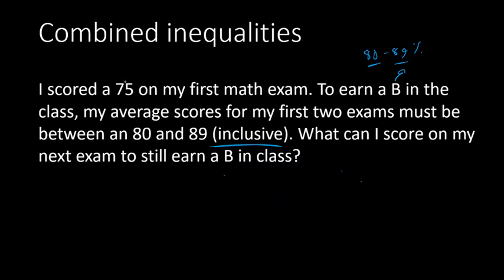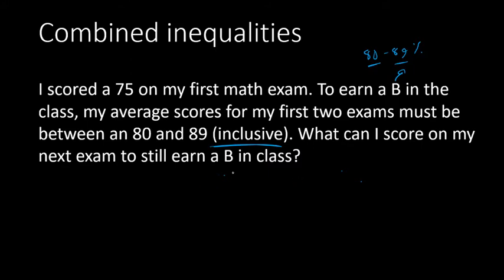So I scored a 75 on my first math exam. To earn a B in the class, my average score for my first two exams must be between an 80 and an 89. So how do we find the average of two scores? For example, if I said that I scored 100 on my next test, and I asked you what my average score is, you would know what to do, right? You'd say, take 75, add it to 100, and divide by 2. You add up the total worth of the two items and divide by the number of items that you have.